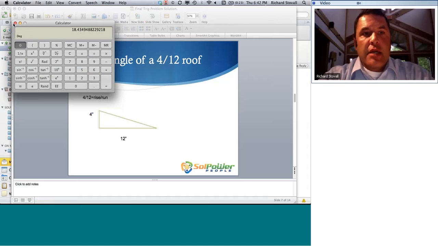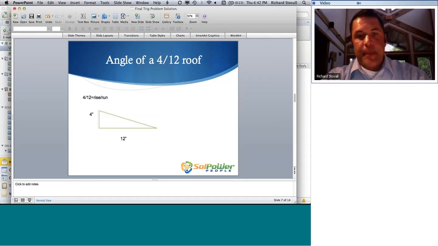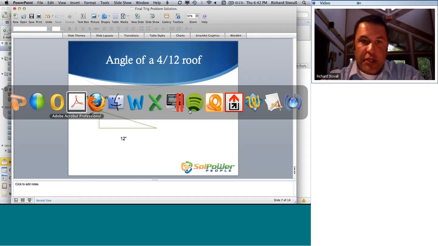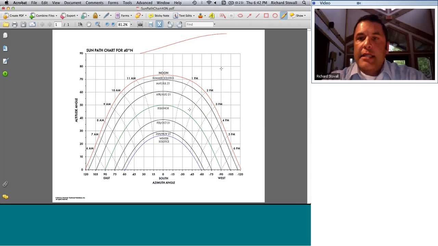Okay. So that's the slope of the rooftop. Now, we need to couple that with the altitude angle of the sun at 4 p.m. on the shortest day of the year. And this is the chart that we're concerned with.